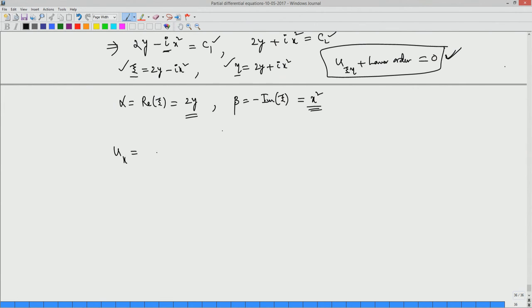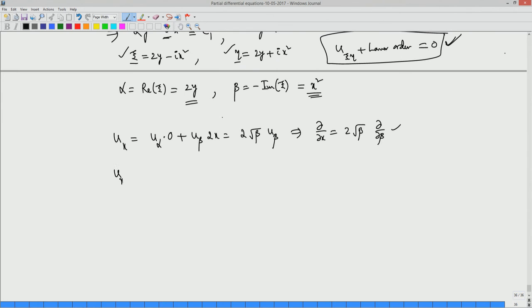Start with ux: u alpha times alpha x is 0, plus u beta times beta x, which is 2x. So you have 2x, and x is root beta, into u beta. That is my del by del x. So, del by del x is 2 root beta into del by del beta. This is how you get the operator.